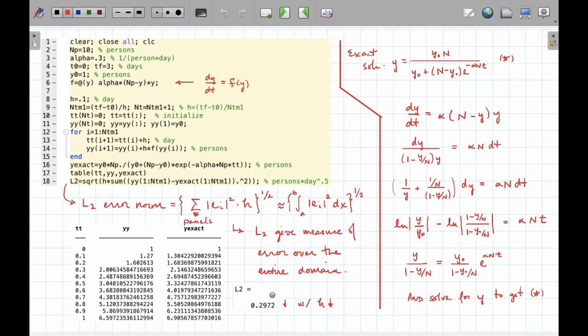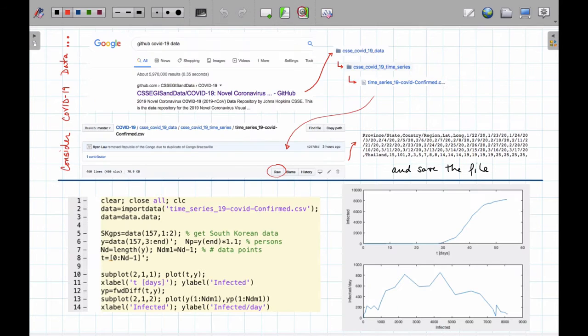We would find that the L2 norm of the error would decrease as h goes down, as the step size goes down. So here I've gone ahead and printed out the values for the time, the number of infected persons, and the exact number. And you can see that we're pretty close for a step size of 0.1, but there is some error, some discrepancy, even after the first time step. So that is how we would approach the problem.